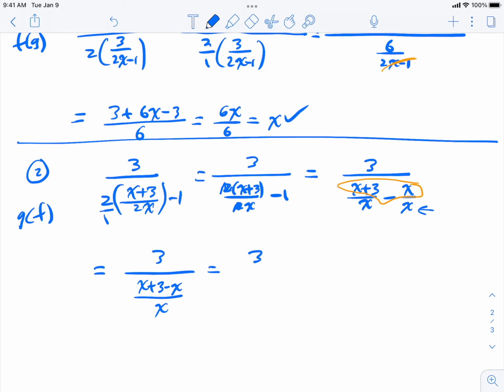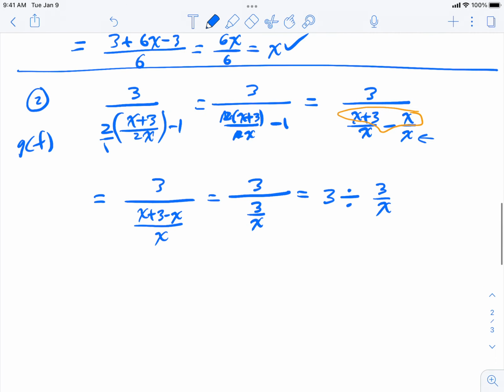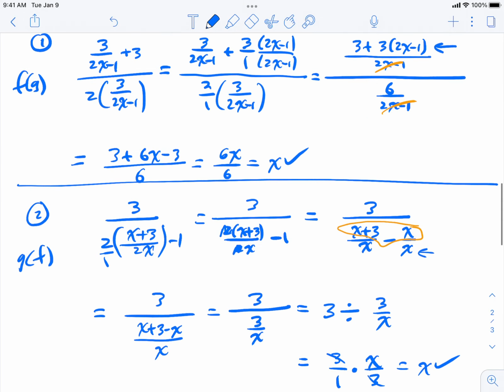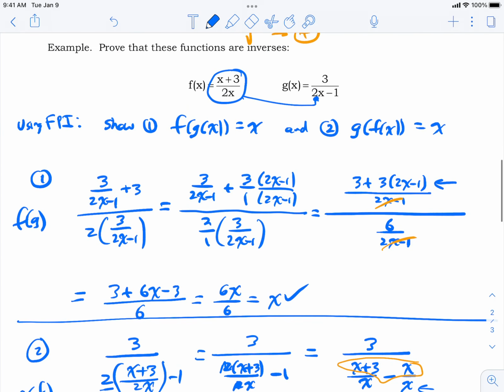Okay, so what do I have? I've got a 3 on top. On the bottom, the x plus 3 minus the x is basically a 3 over x. Remember how to unstack your fractions. This means the top is being divided by the bottom, and the way you divide fractions is you multiply by the reciprocal, and then lo and behold, the 3 cancels. You really do just get x. Ain't that something? It worked. It so worked. So those really are inverse functions. They are a pair of inverses. Who'd have thunk it, right?